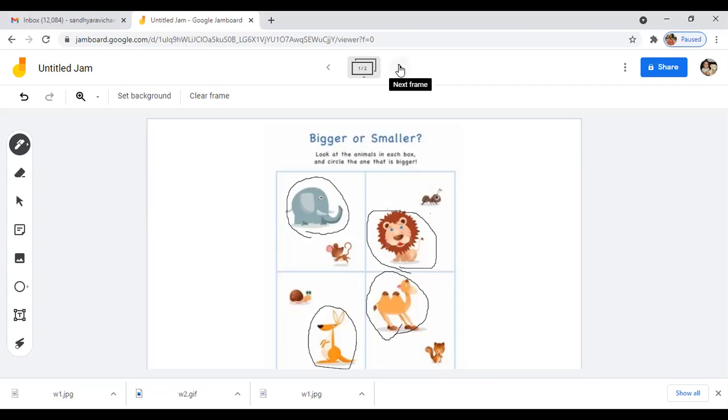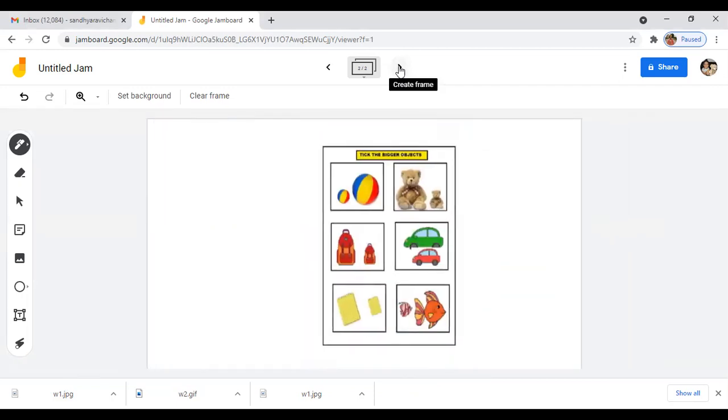Can we do the second one? This worksheet, let's all do it together. Take the bigger objects. We have seen most of these in our examples, right? The first one given is ball. There are one ball and two balls. Can we circle the bigger one here? Yes. The second ball is bigger.